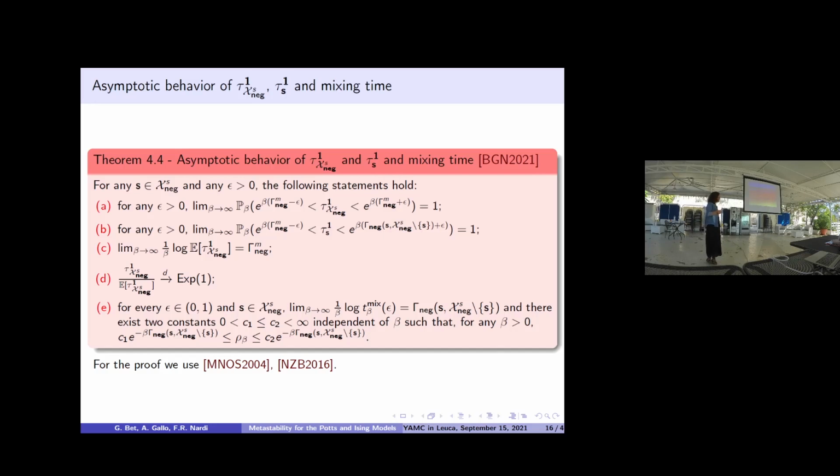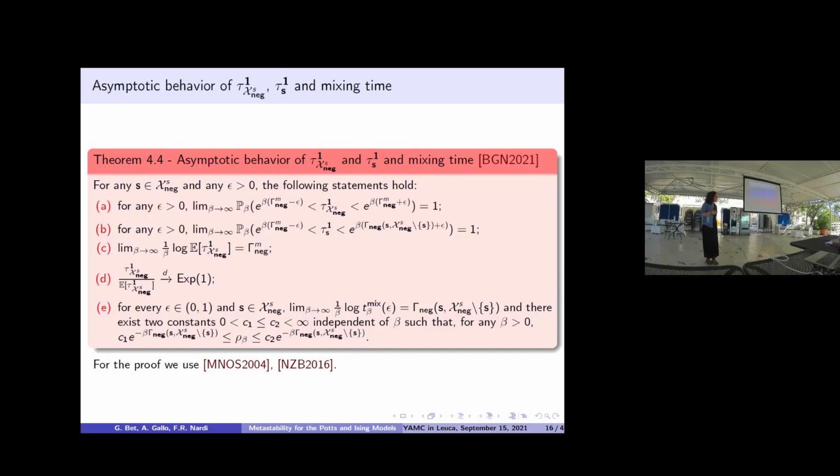More precisely, in items A, C, and D, we give a result in probability, in expectation, and in distribution for the first hitting time to the set of the stable configurations starting from the metastable state. In item E, we compute the exponent of the mixing time, and we also compute a lower and upper bound for the spectral gap, that is strictly related to the eigenvalues of the transition probabilities matrix.